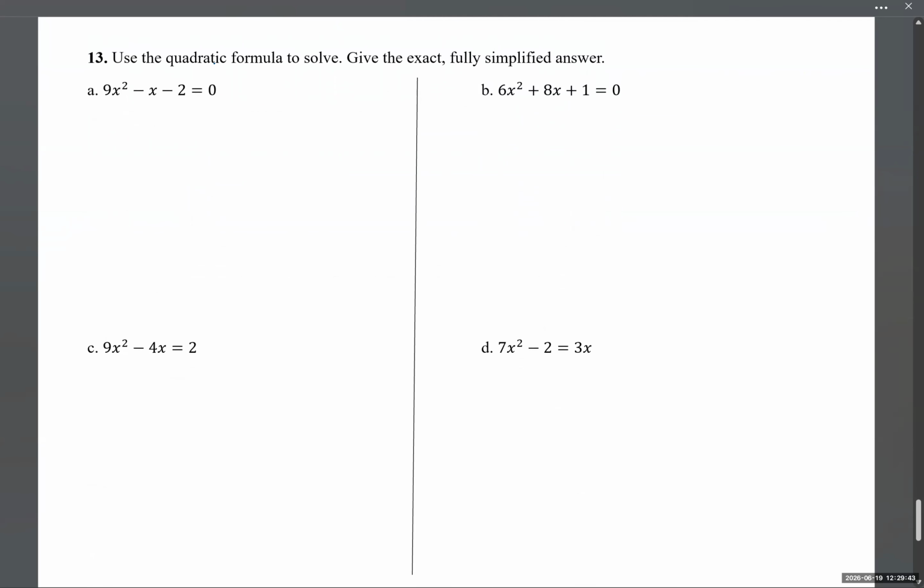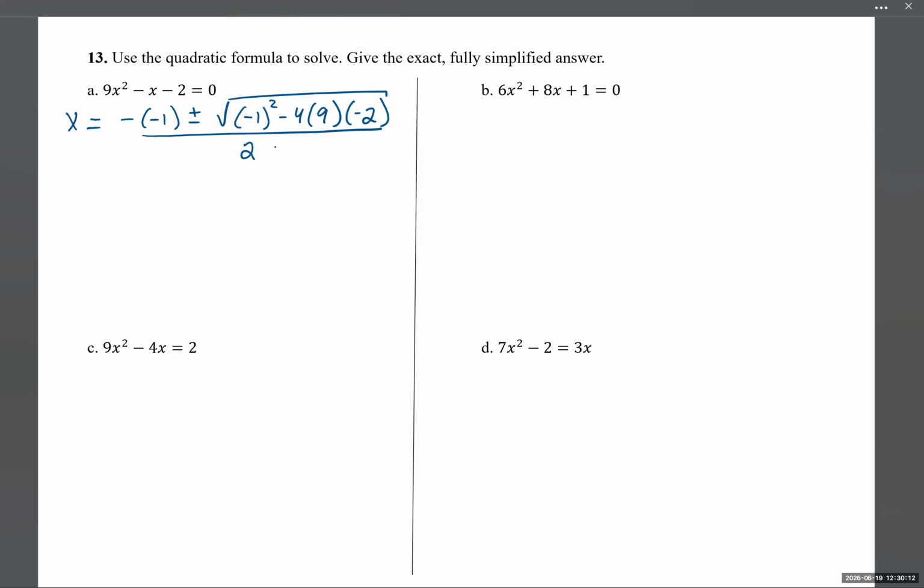More quadratic formula questions. And in this one, we have to give exact, fully simplified answers. So no decimals are allowed as your final answer. We'll start with this one: 9x squared minus x minus 2. So x equals minus b, so that's minus negative 1, plus or minus the square root of negative 1 squared minus 4 times 9 times negative 2, divided by 2 times 9.